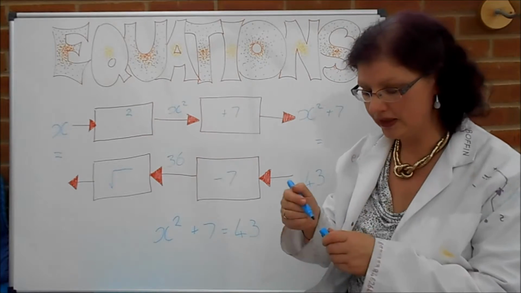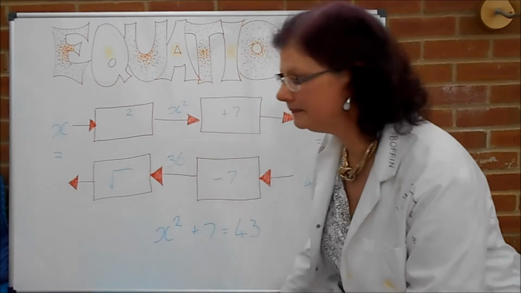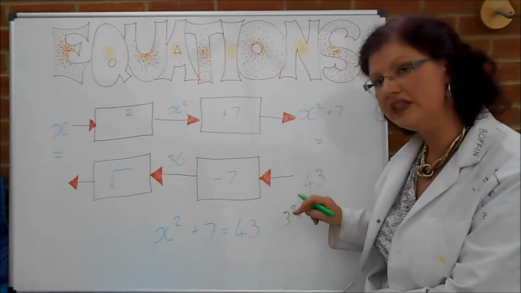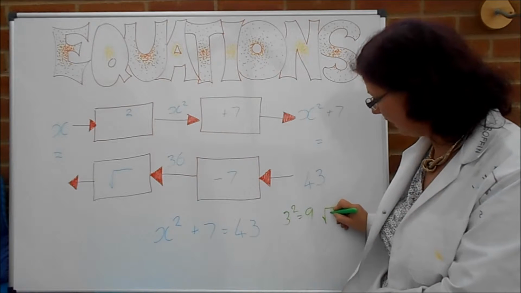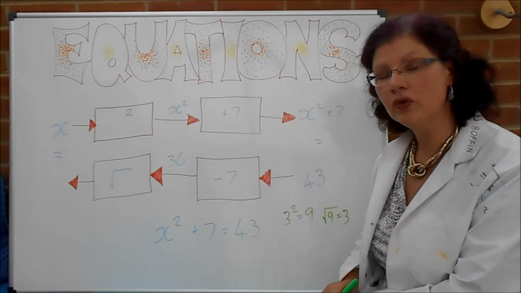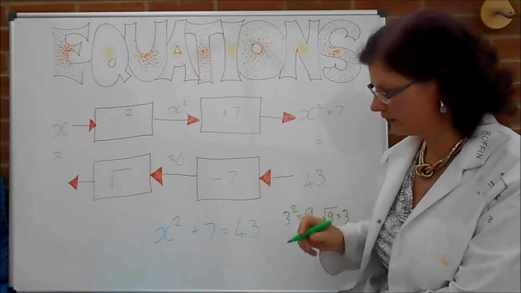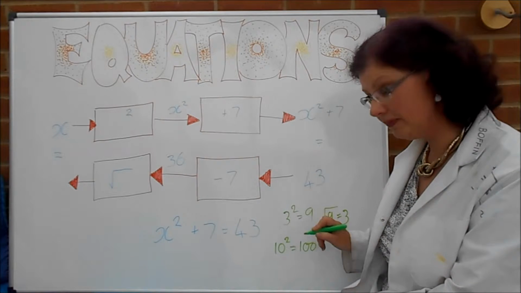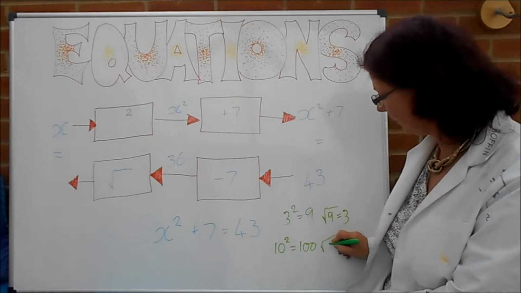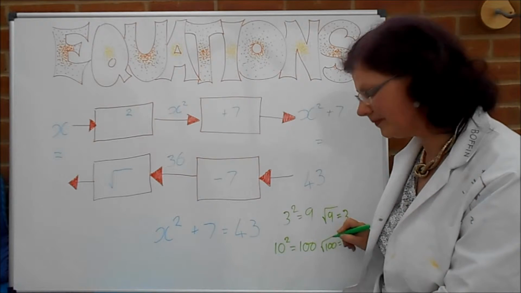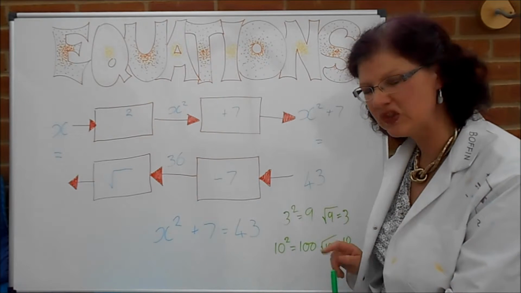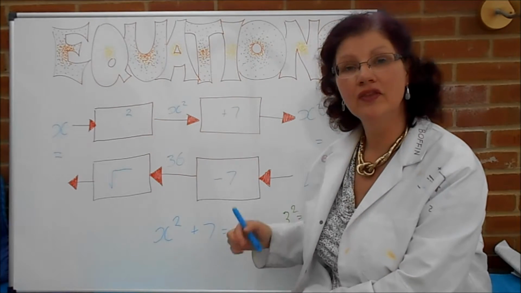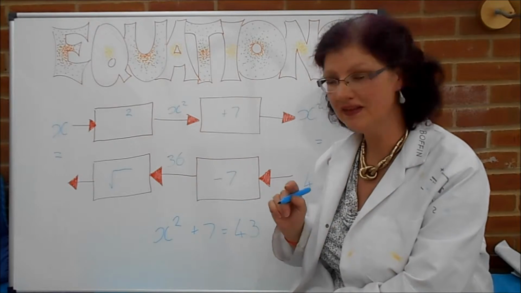Just in case you're not happy with that, I'm just going to do a little itty bit on the side over here. 3 squared is 9, because 3 times 3 is 9. The square root of 9 is 3. Square root means, which number did you have to square to get this? 10 squared is 100, because 10 times 10 is 100. So the square root of 100 is 10. Okay, so that's just square root there. So, the opposite of squared is square root. And the square root of 36 is 6.